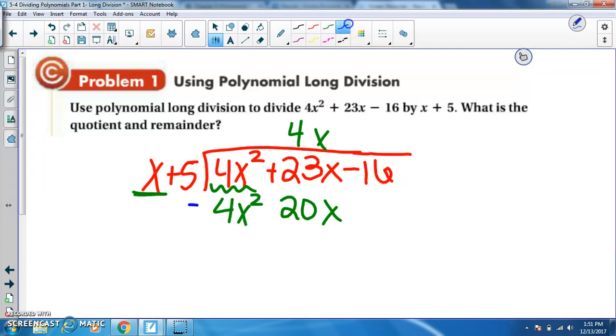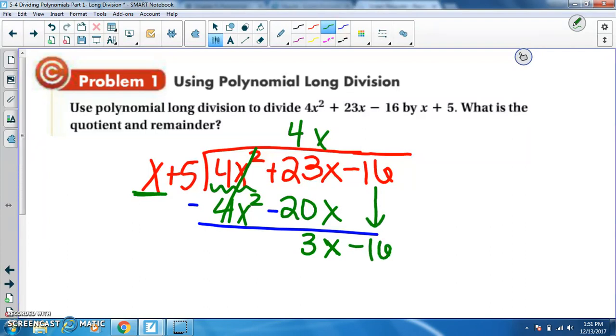We then subtract, and we get 23x minus 20x, which is 3x, and we can bring down our negative 16. Now, what do we need to multiply x by to get 3x? And we would have to multiply by 3. So now we take 3 and multiply it by x plus 5. So 3 times 5 is 15. 3 times x is 3x.